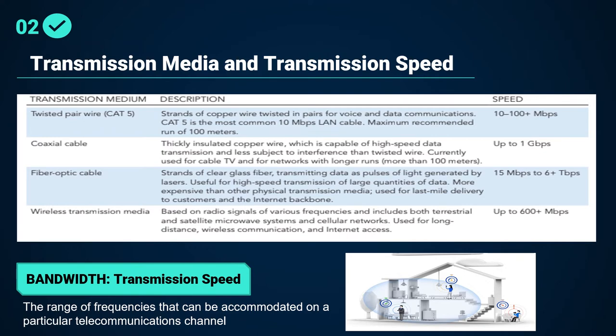The range of frequencies that can be accommodated on a particular telecommunications channel is called its bandwidth. The bandwidth is the difference between the highest and lowest frequencies that can be accommodated on a single channel. The greater the range of frequencies, the greater the bandwidth, and the greater the channel's transmission capacity.